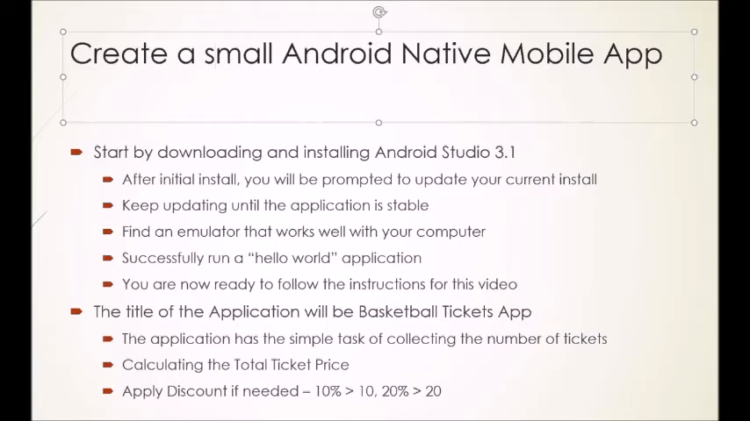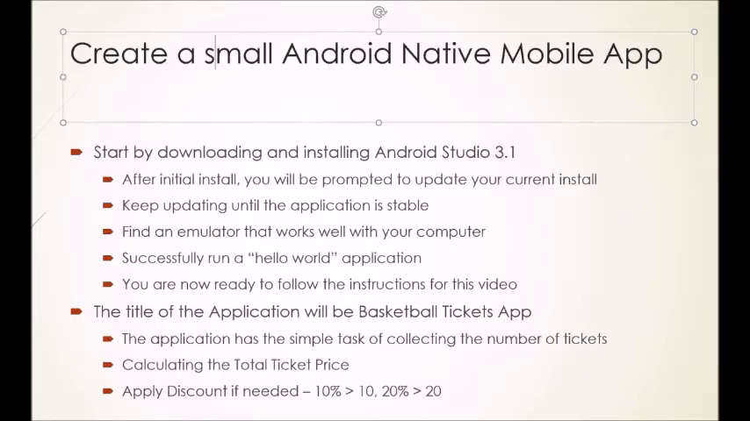Okay, we're going to create a small Android native mobile app, and as always, the environment for development needs to be set properly. In this case, what it involves is downloading and installing Android Studio 3.1. After the initial install, you're going to be prompted to update your current install, and you need to keep working with your Studio install until all updates are completed.